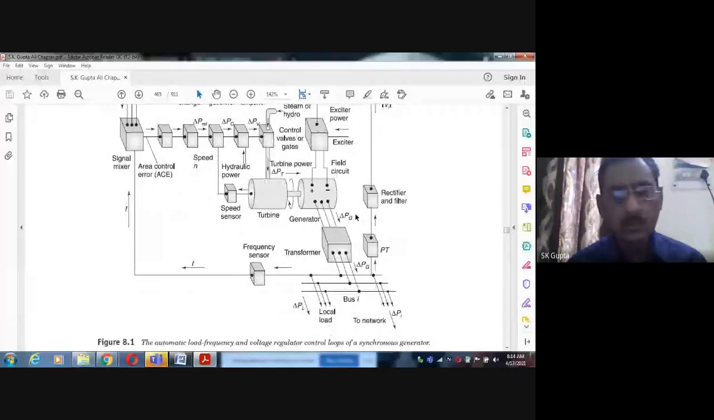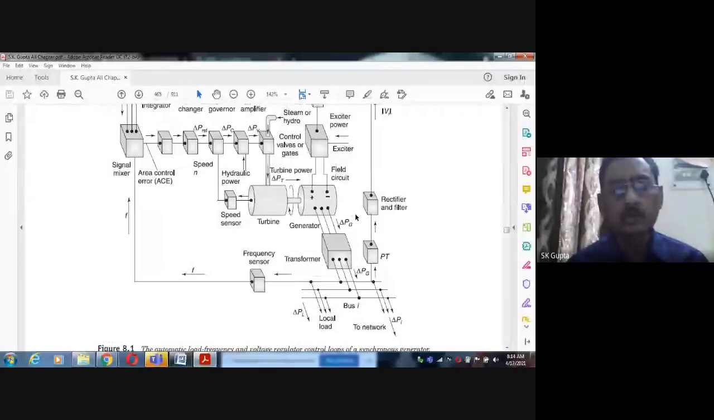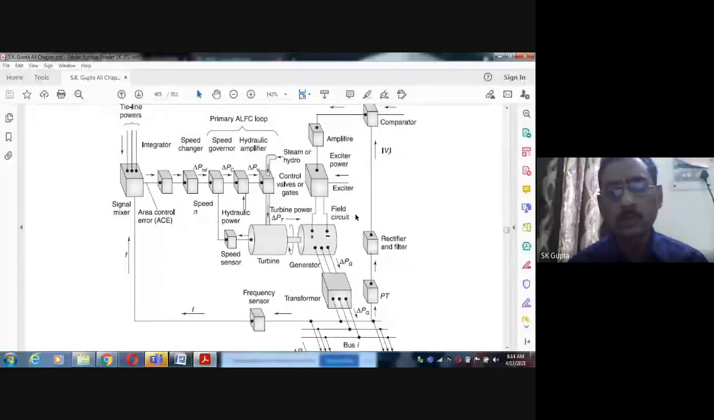So what is this diagram? It is the load frequency control and voltage control of synchronous generator. Load frequency control and voltage control loop. There are two loops. One is the load frequency loop called the automatic load frequency control, and there is the voltage control. This is the load frequency control loop here, and this is the voltage control loop.